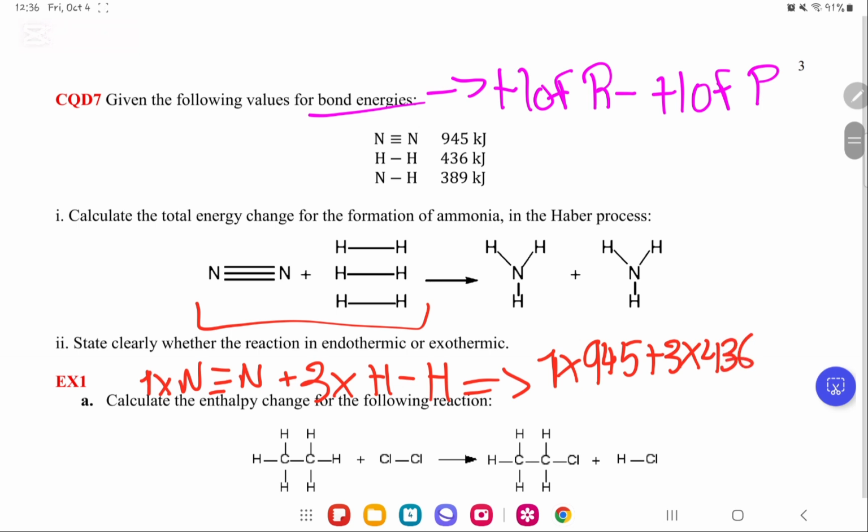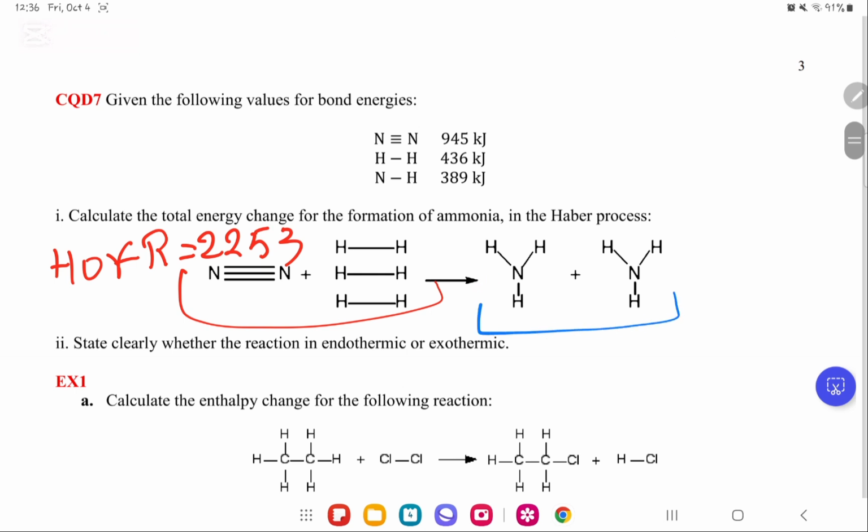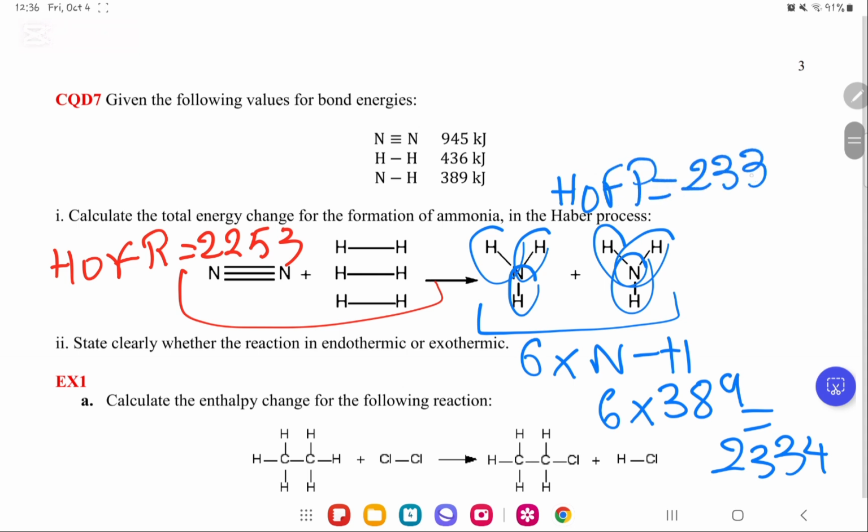So on the calculator, we are going to get 2253. So now we have heat of reactants is equal to 2253. Let us now find the heat of the products. We have 1, 2, 3, 4, 5, 6 times an N-H bond. So 6 times 389 kilojoules, which is 2334. So now we have the heat of products, which is 2334.